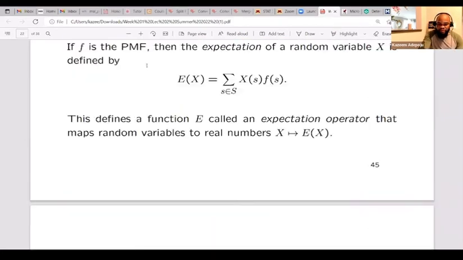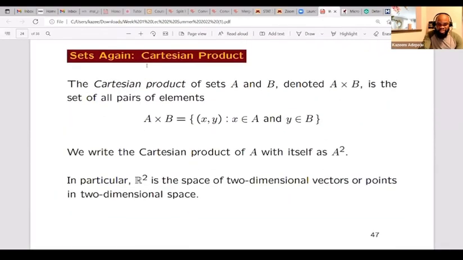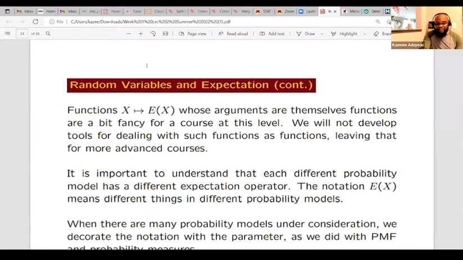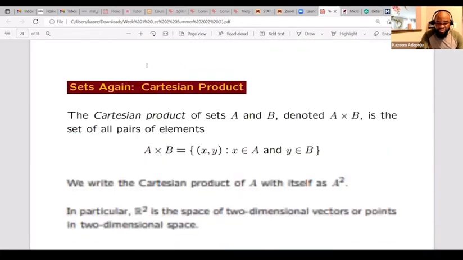That is part of what we're going to do in the next lecture. Now that is what we mean by the expected value of X. So the expected value of X is just an expectation operator for the parameter value. I'll just show you now.